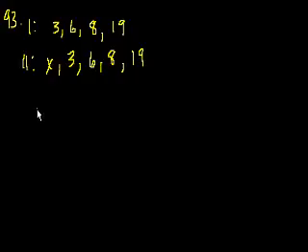If the median of the numbers in list 1 above is equal to the median of the numbers in list 2 above, what is the value of x? So what's the median of this list? Well, since we have an even number of numbers, it's going to be the average of the middle two numbers. The middle two numbers are 6 and 8. The average, 6 plus 8 divided by 2, is 7.